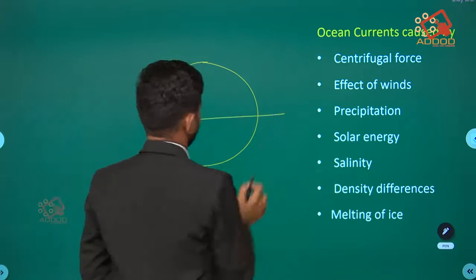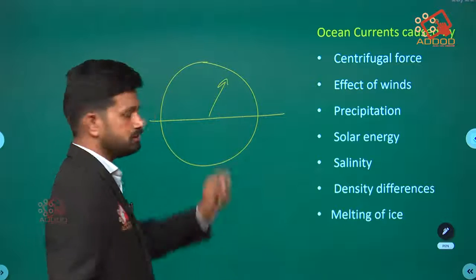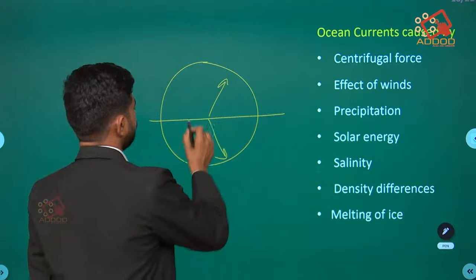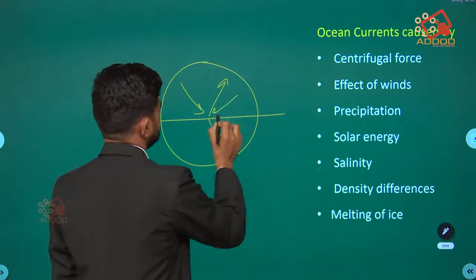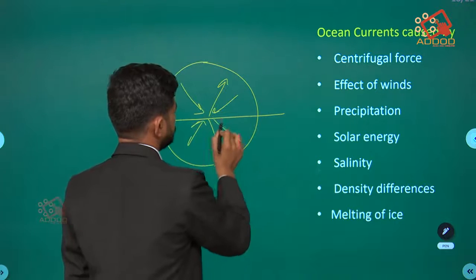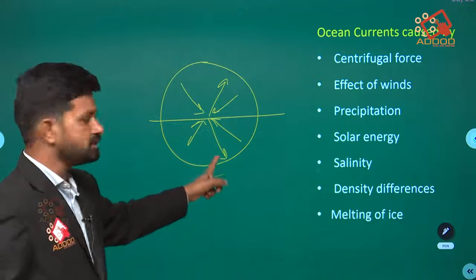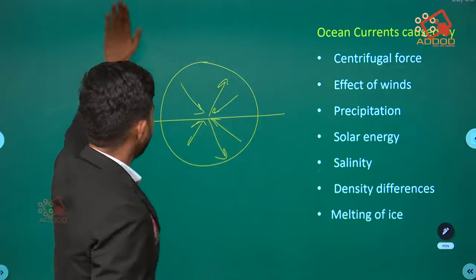Centripetal and centrifugal force. Anything that is going away from the center is called centrifugal. Anything that is coming towards the center is called centripetal force.